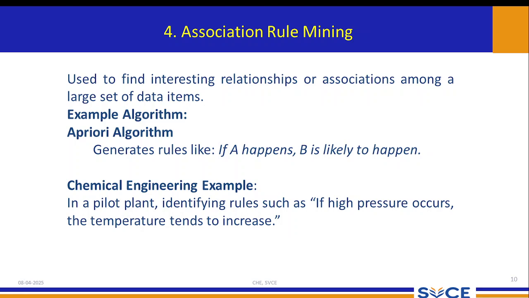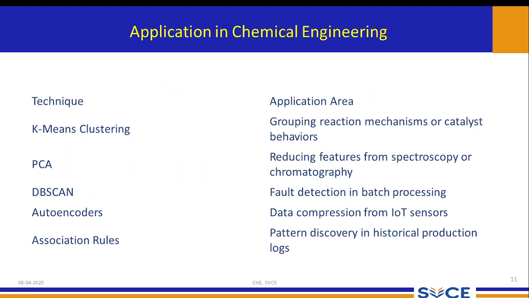So the Apriori algorithm generates rules like if A happens, B is likely to happen. So we could understand the behavior of the data. It is used to find interesting relationships or associations among a large set of data. Hope you understood all these four points. So, applications in chemical engineering.